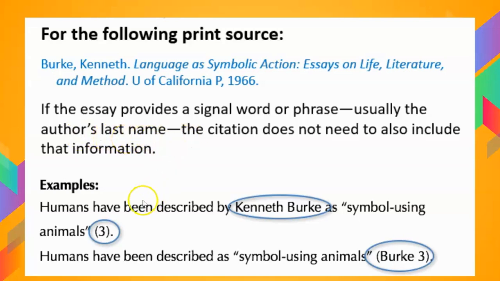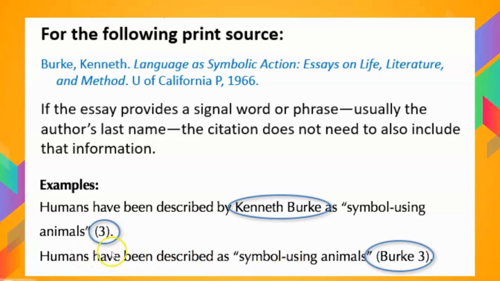So what I want you to do in your notes is put a box around where it says humans have been described by Kenneth Burke as. That is the signal phrase in this particular sentence. Well, because Kenneth Burke is mentioned right here in the sentence, you'll notice that the in-text citation again is only the page number. Whereas the second sentence here, humans have been described as symbol using animals. It's just a different way to say that same sentence.